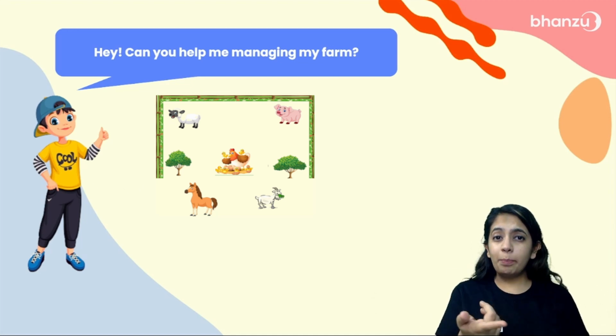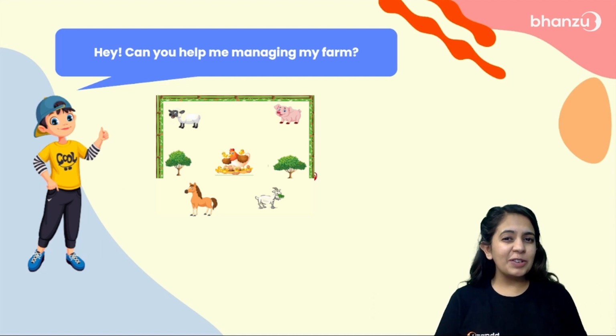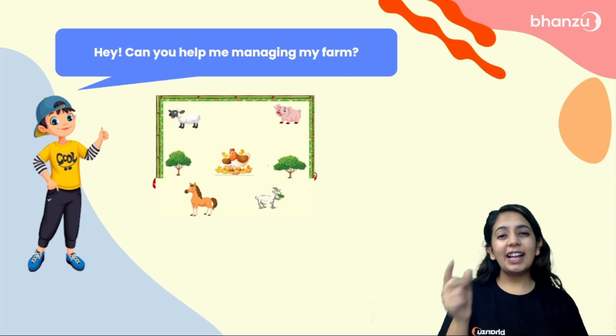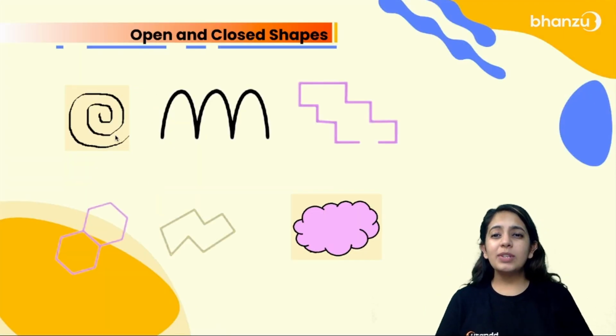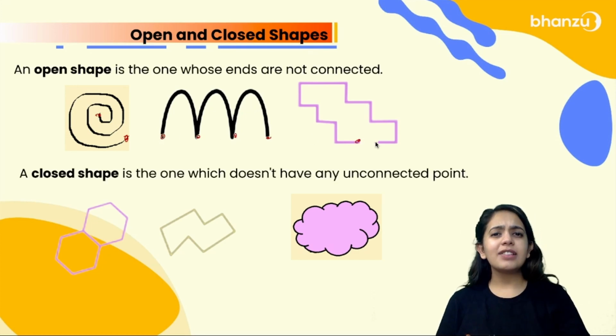Because this is open, right? And why do you think it is open? Yes, because it has two unconnected endpoints. I'm so glad that you remember what open and closed shapes are. So open shapes are those which have unconnected endpoints, like given in these examples. Whereas in closed shapes, there is not even a single unconnected endpoint.